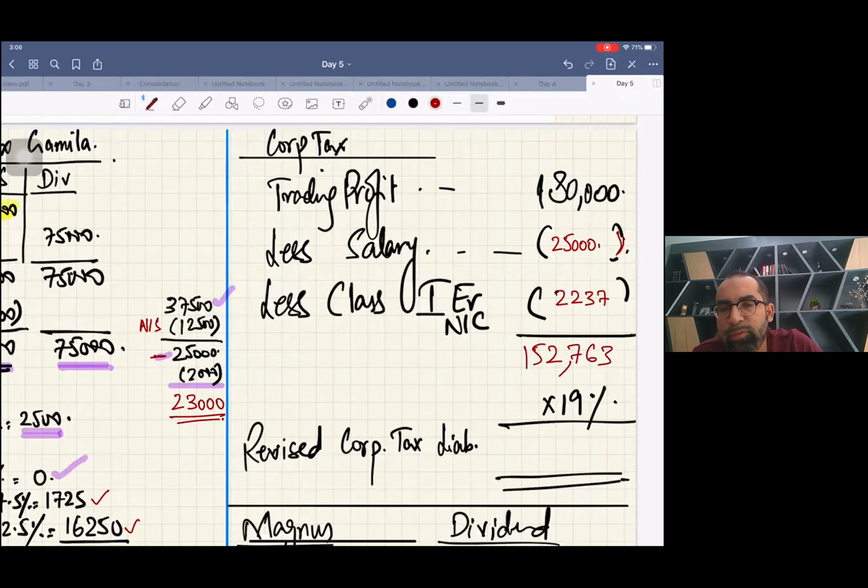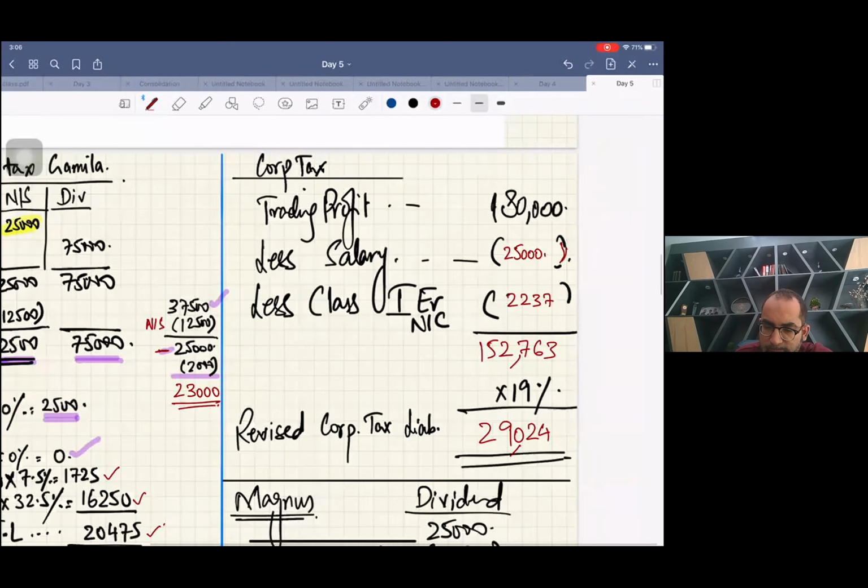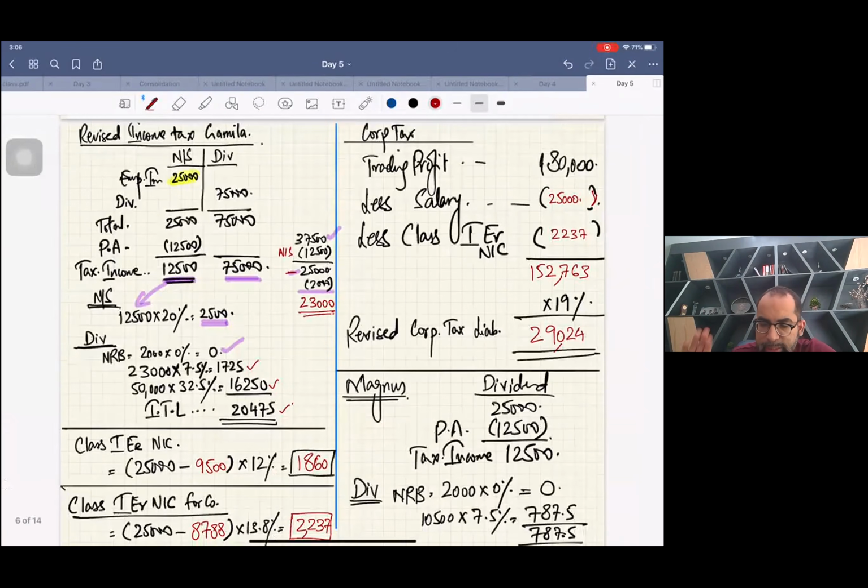How much is the tax rate for companies? Flat rate, 19%. Come on, tell me the revised corporation tax liability. It is 29,024. So we have calculated corporation tax as well. Now I have done Gamila's all workings plus corporation tax. One thing is left: Magnus, the husband of Gamila.